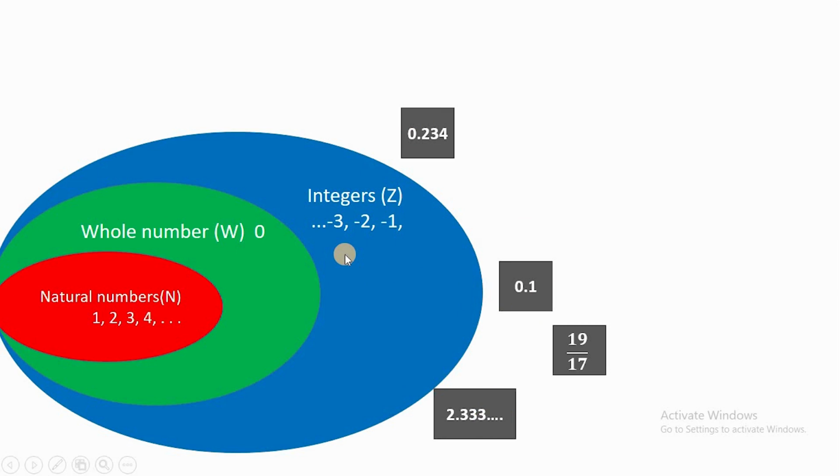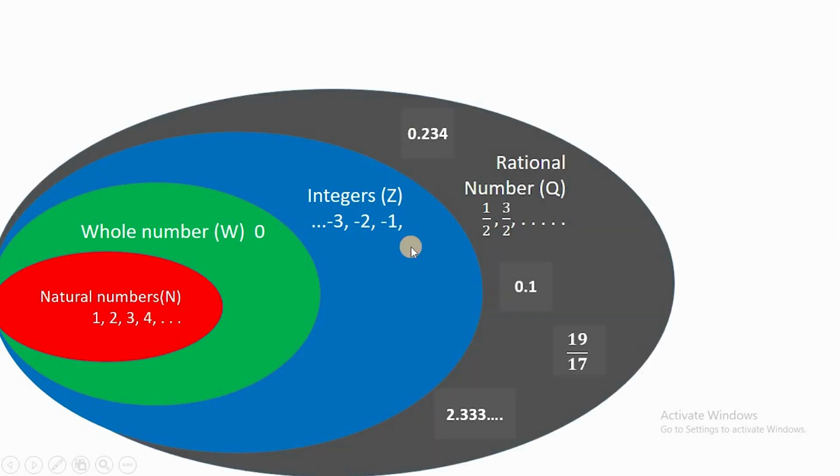Therefore, we need a new group of numbers that we call rational numbers. Rational numbers are denoted by the capital letter Q. We defined the rational number in class 8: it is a number which can be expressed in the form p by q, where p and q are integers and q is not equal to 0. Here, in the case of 1 by 2, p is 1 and q is 2, and 2 is not equal to 0. Therefore, 1 by 2 is a rational number.